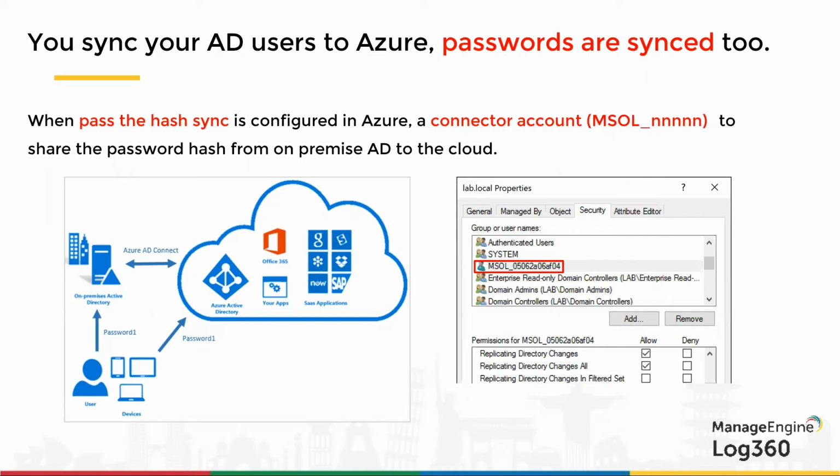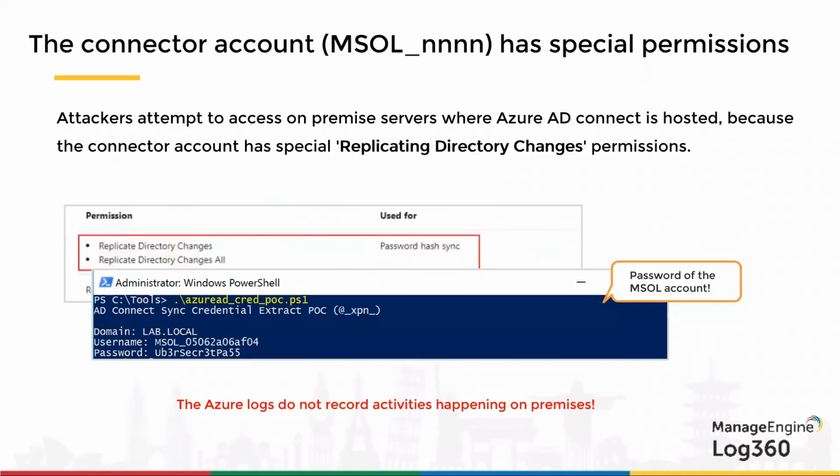So when you look at the slide, the images on the left and right tell you they've got Replicating Directory Changes All. When they have this specific functionality, passwords get replicated, and attackers attempt to access the on-premise servers where Azure AD Connect is hosted. And because the connector account has special replicating privileges, the password attack also happens, and the Azure logs do not record activities happening on premise.